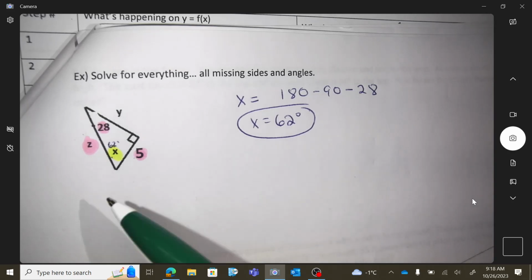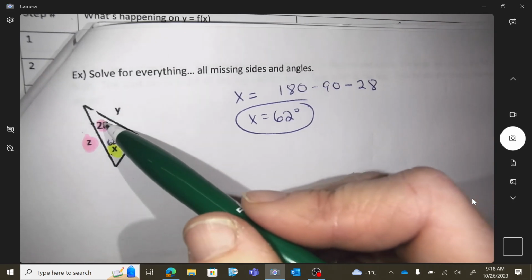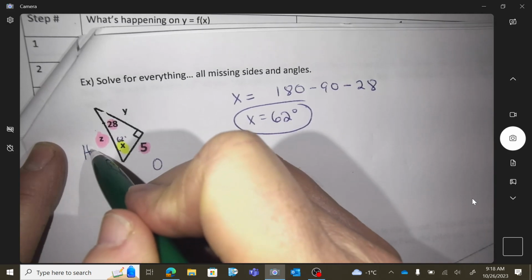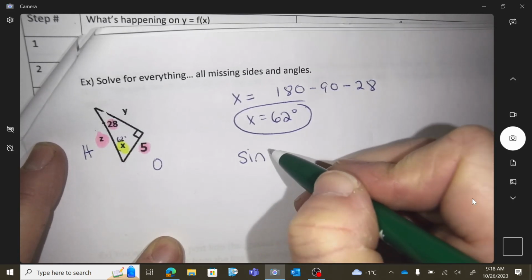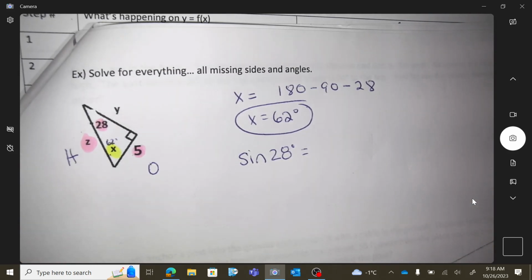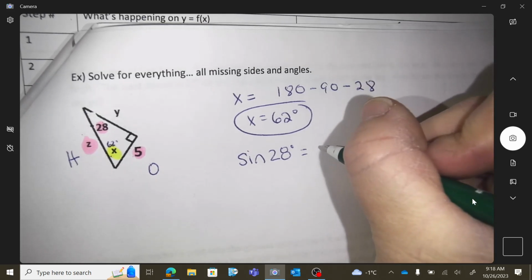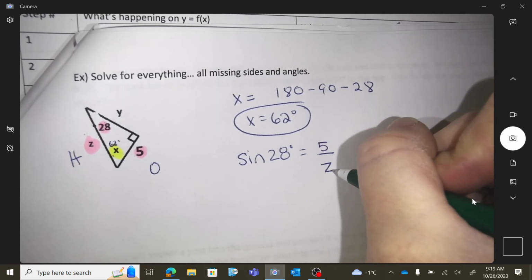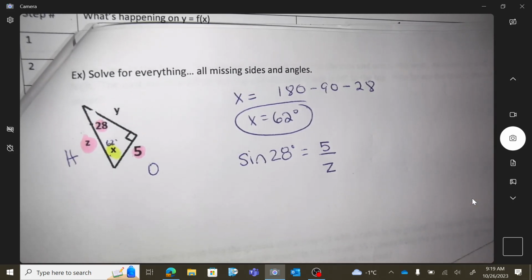So that is going to be what relationship? What letters do you have? O and an H. So I'm going to go with the sine ratio for 28 degrees, which is 5 over Z. So this is yesterday's stuff. So what do I want to do?